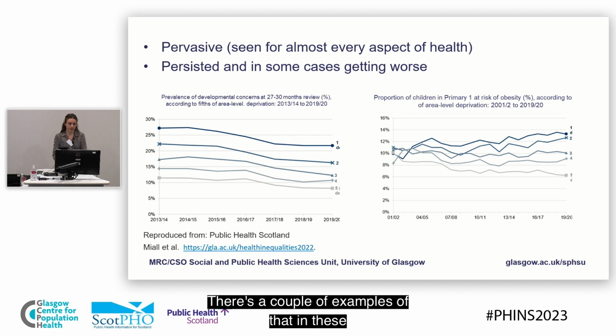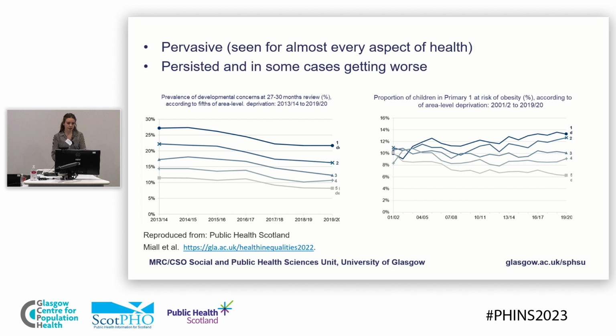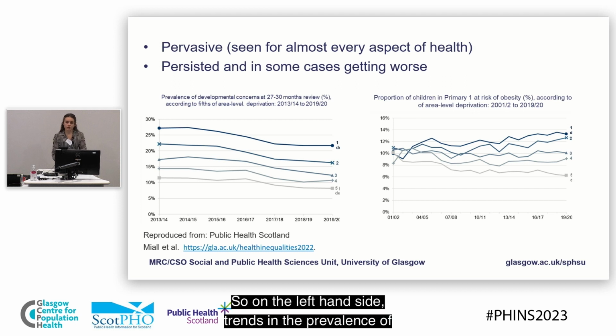So there's a couple of examples of that in these two graphs here. On the left-hand side, trends in the prevalence of children identified as having developmental concerns in toddlerhood. And we're seeing that there's been improvements over time. Concerns are declining, but we've got really big inequalities still between the most deprived areas in the top dark blue line at the top compared to the least deprived areas in the bottom.